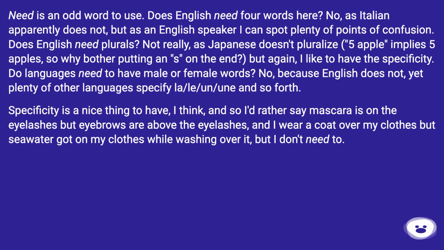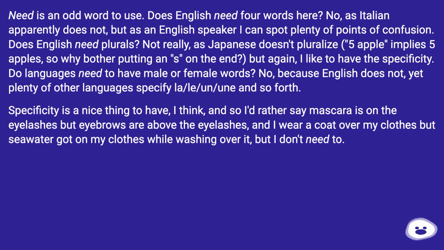Need is an odd word to use. Does English need 4 words here? No, as Italian apparently does not, but as an English speaker I can spot plenty of points of confusion. Does English need plurals? Not really, as Japanese doesn't pluralize. 5 apple implies 5 apples, so why bother putting an S on the end? But again, I like to have the specificity.